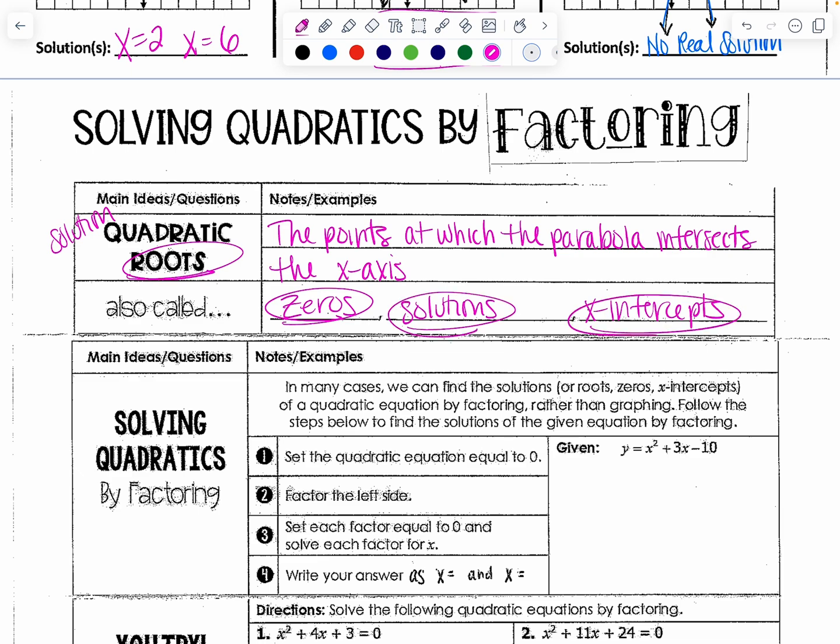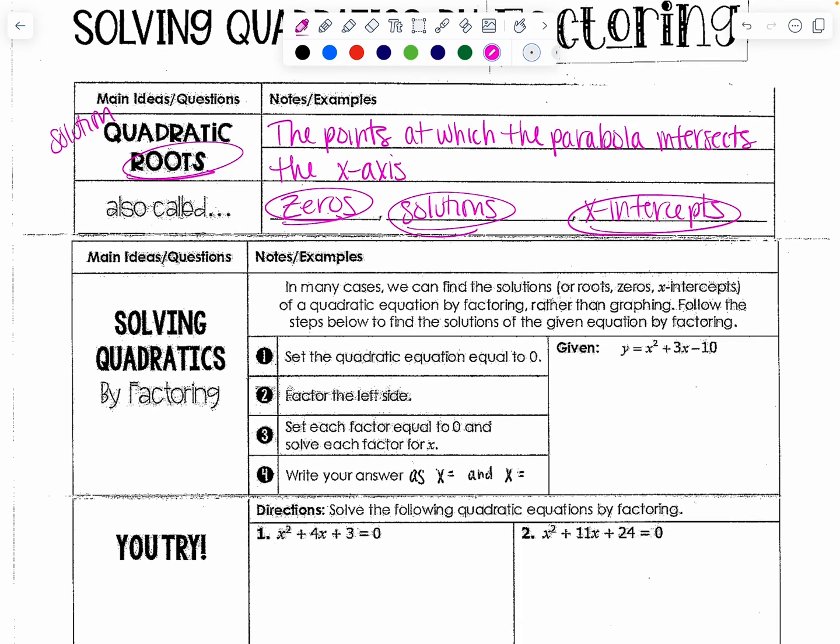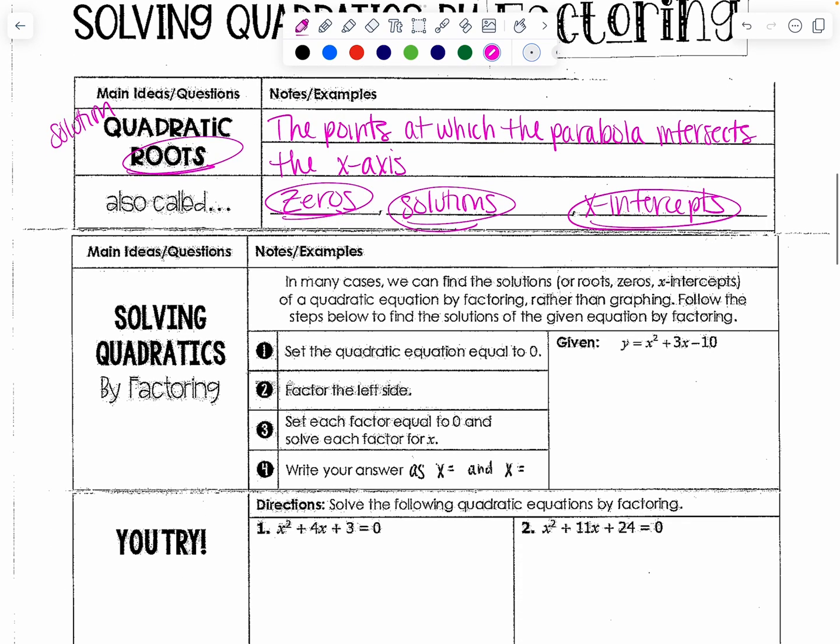Okay, solving quadratics by factoring. We already know how to factor, right? So we have the main part of this down. Now we're just going to add an extra step at the very end. So unfortunately, this method does not work for every single quadratic equation. This only works for the ones that are factorable. So sometimes we're going to find that this method doesn't always work, okay?